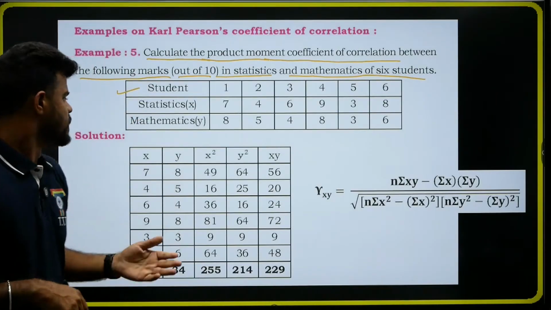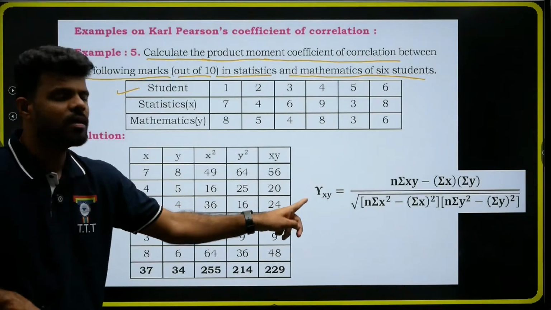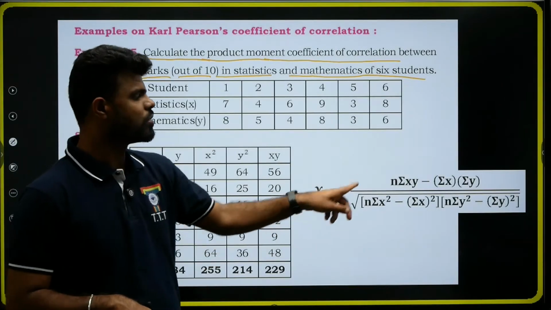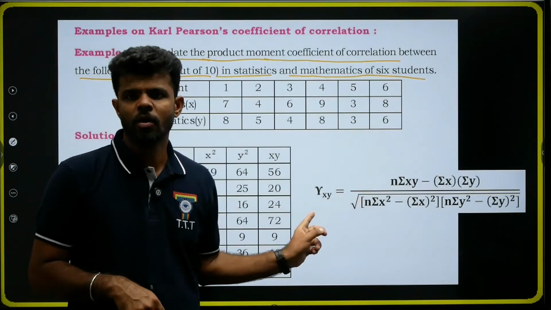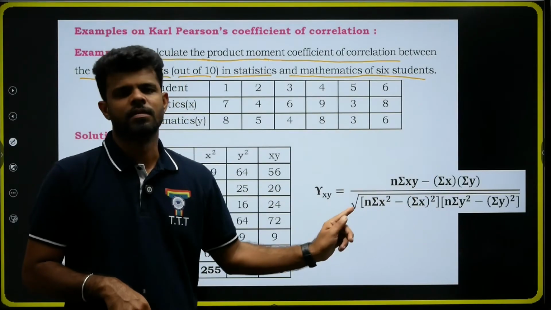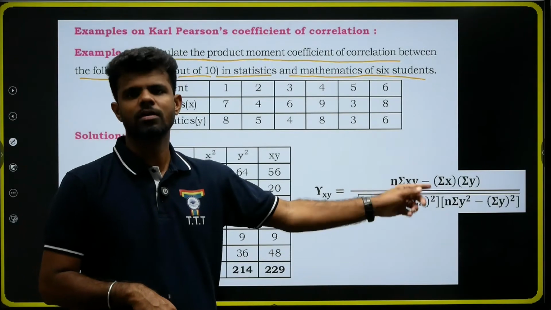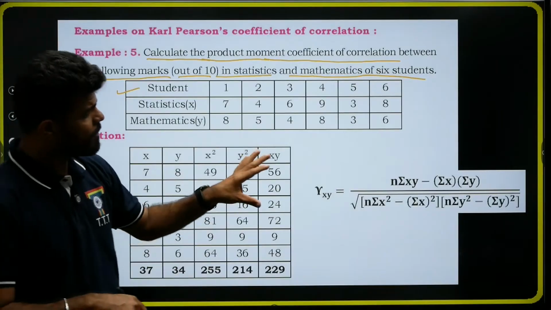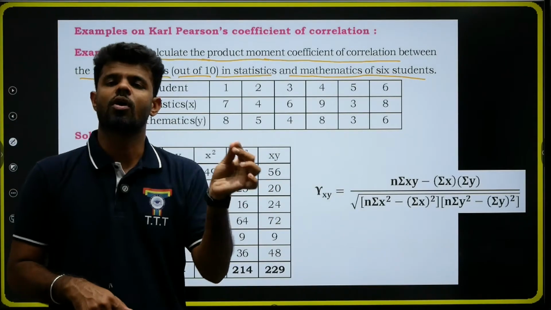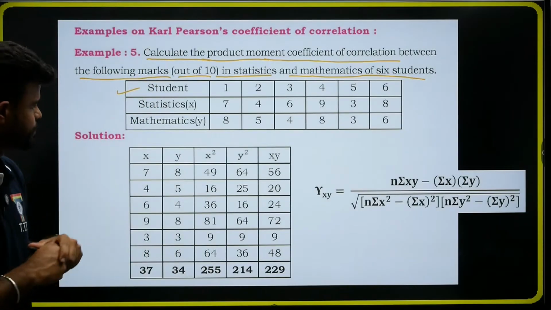Marks they have scored. So first you have to write the formula, which you know: rxy or gamma xy is equal to n summation xy minus summation x into summation y, whole divided by square root of n summation x square minus summation x whole square into n summation y square minus summation y whole square. All the terms or columns in that formula, we have to calculate. That is the first point you have to do.